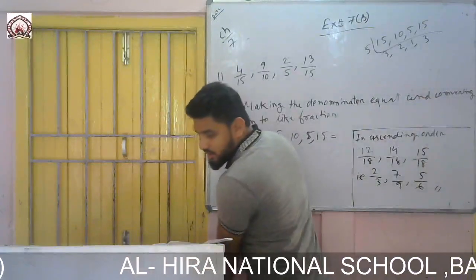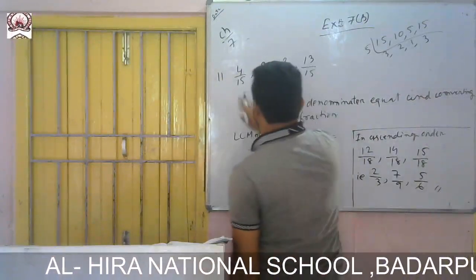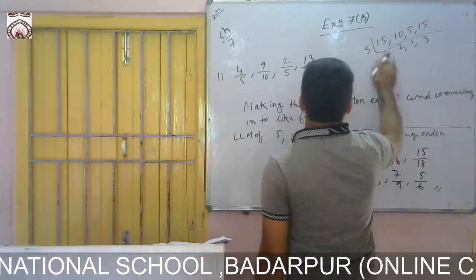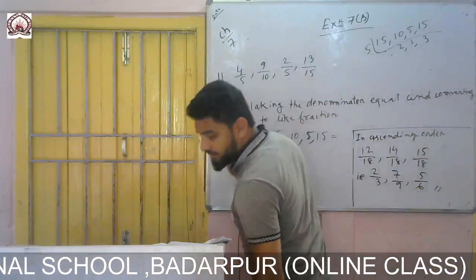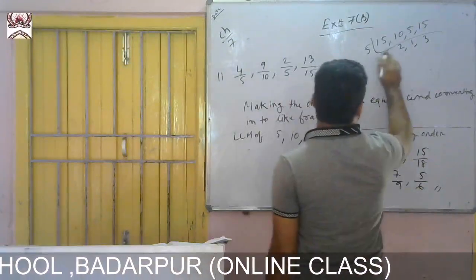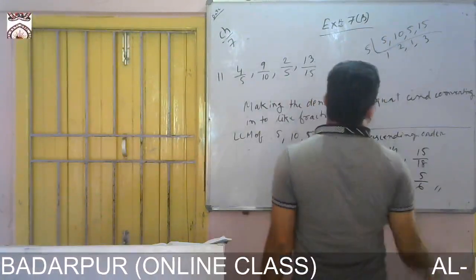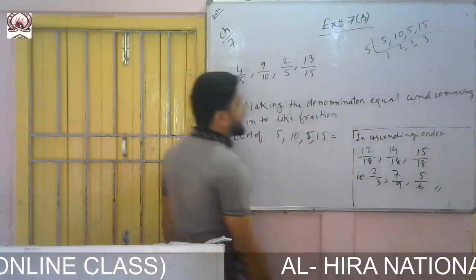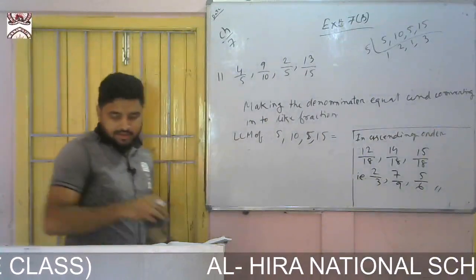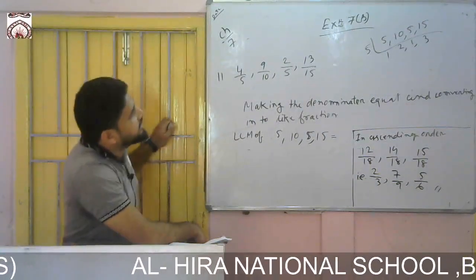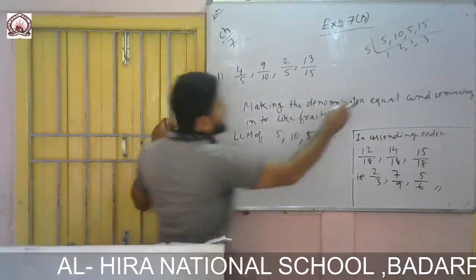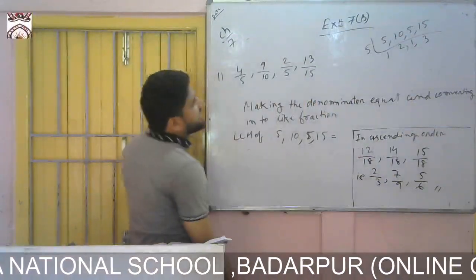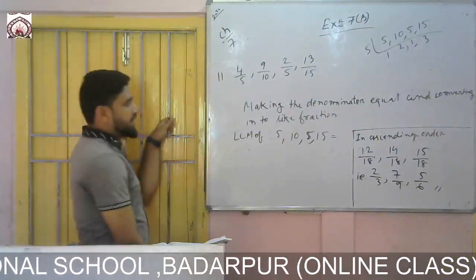Two 15s are there. The first one is not 15, it is 4 by 5. So 5 1s are 5, 5 2s are 10, 5 3s are 15. Now 5 2s are 10, 10 3s are 30. So the LCM is 30.